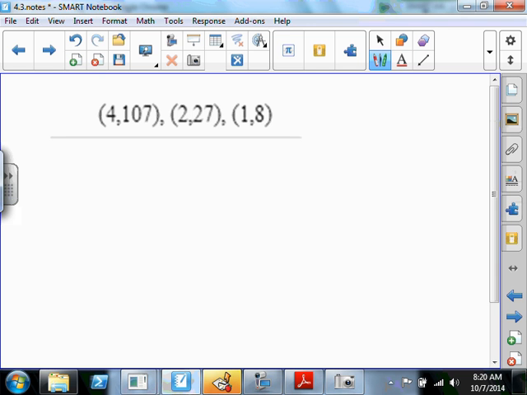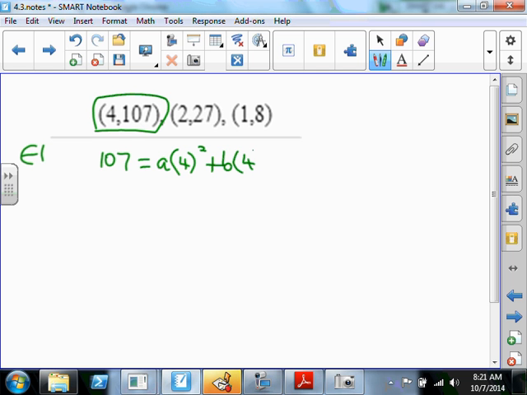So I need 3 equations. Let's start off that way. What do I start with for equation 1? A lot of people want to skip steps, and when you start skipping steps, you kind of get lost. What do we start with here? Y. So what's my Y? 107. So 107 equals A times what? 4 squared plus B times 4 plus C.